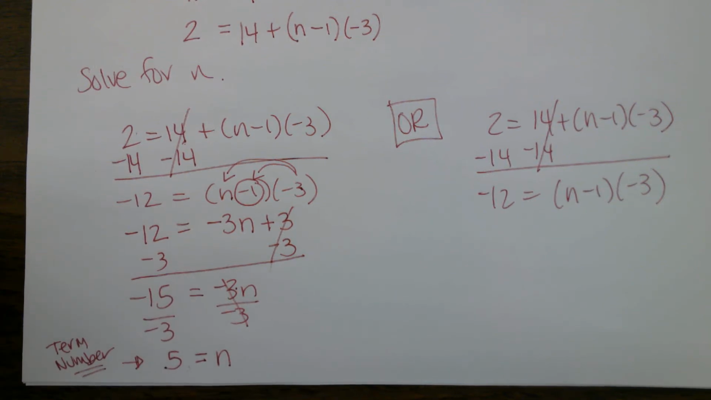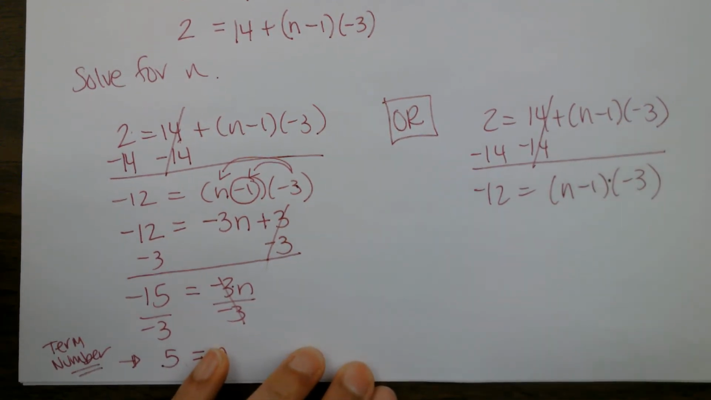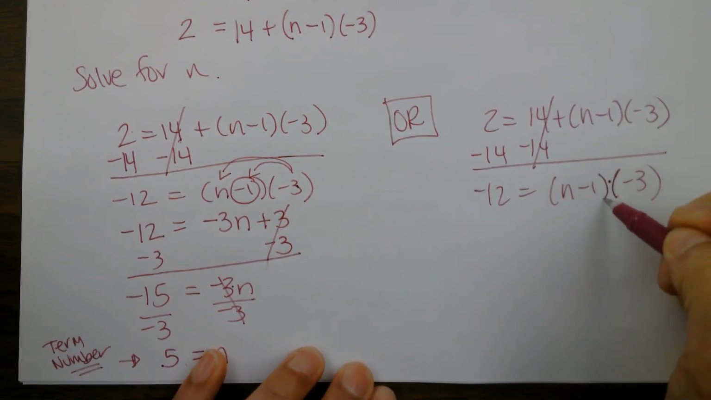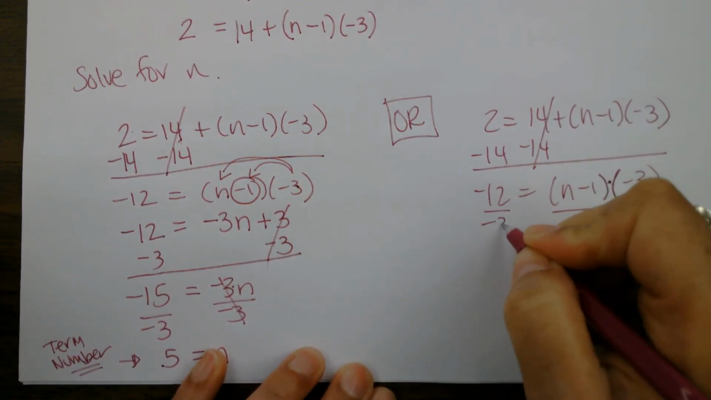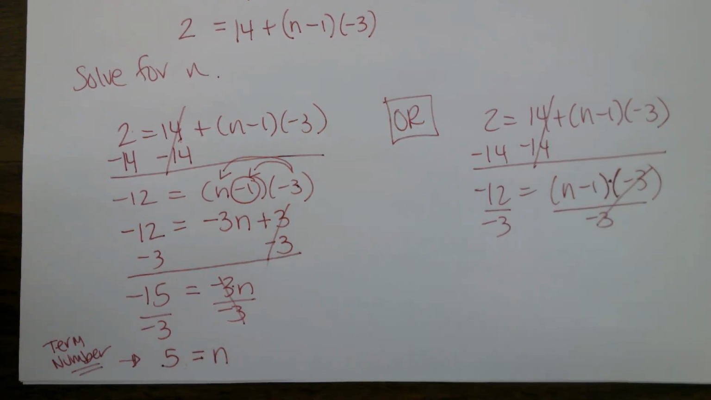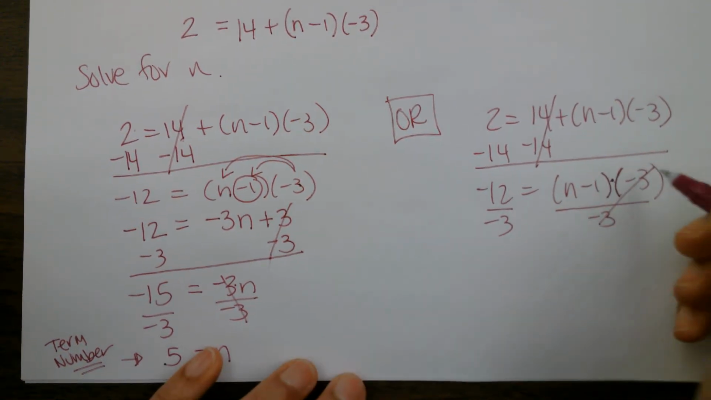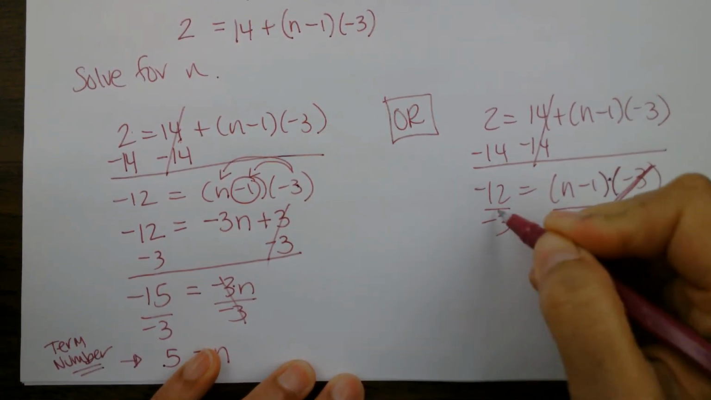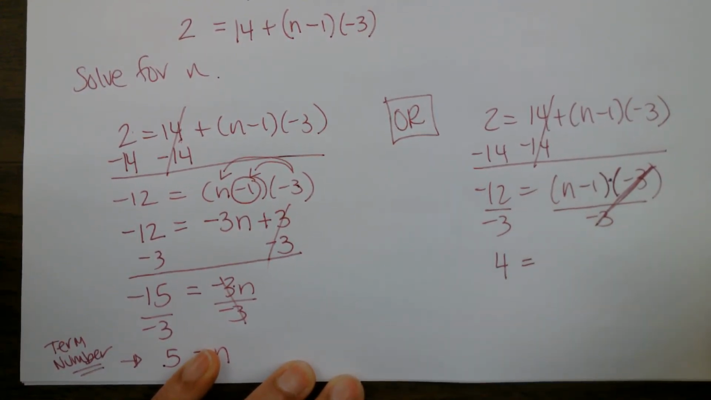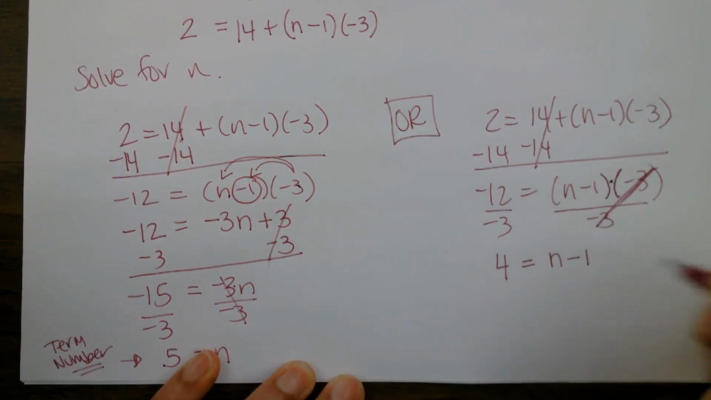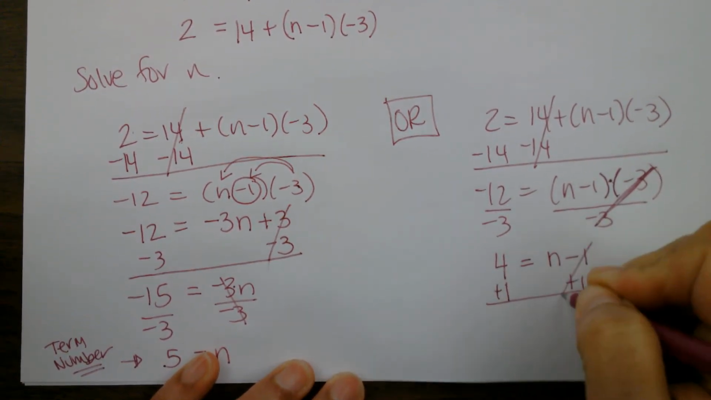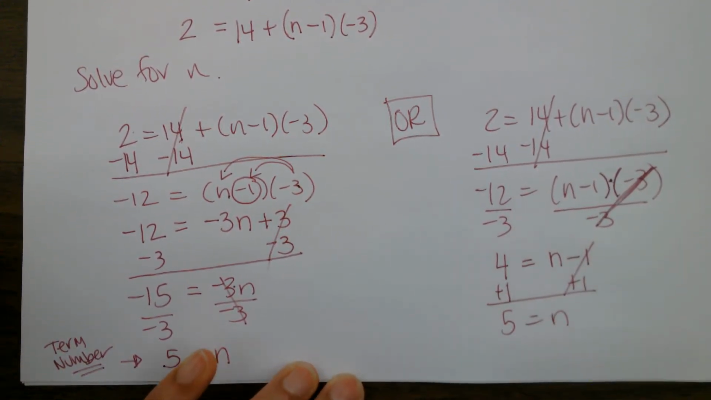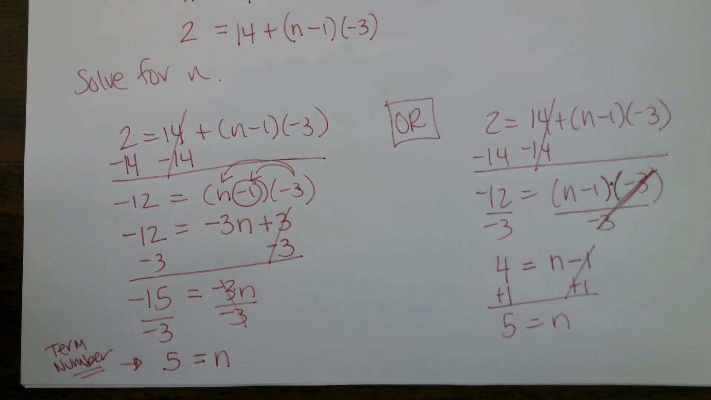So we're back at this same point here. Instead of distributing, you can get rid of the negative 3 quickly. It is linked by multiplication. When we have two parentheses next to each other, that means multiplication. We could divide it out first. So we don't really necessarily need the distributive property, so we can bring it over to the other side. Negative 12 divided by negative 3 is 4. Bring down your n minus 1, and then we can add 1 to both sides. We still get the same answer, 5 equals n, that is the term number.